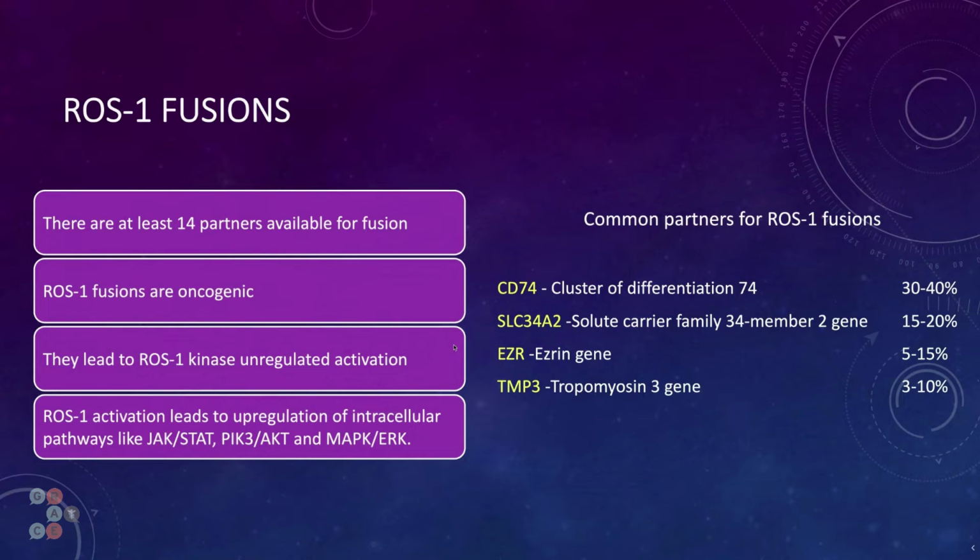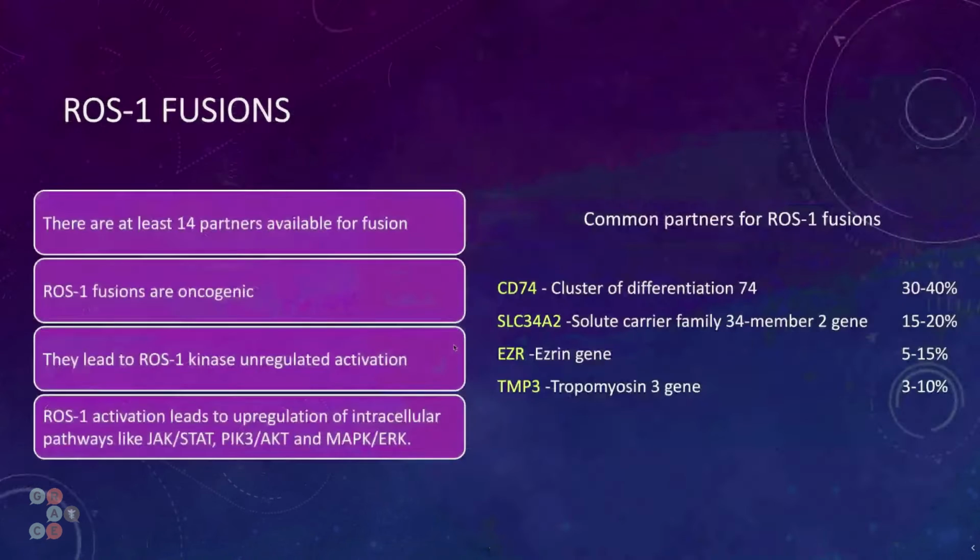So these ROS1 fusions are oncogenic, and they lead to a ROS1 kinase unregulated activation. The example I give to the patients is the light switch is always on. It's not on demand. If it's dark, you turn it on. If it's light, you don't. Here, it's always on, and it's activating intracellular pathways like JAK-STAT, PI3K, and MAPK, which are the ones that lead to the malignant behavior of those cells.